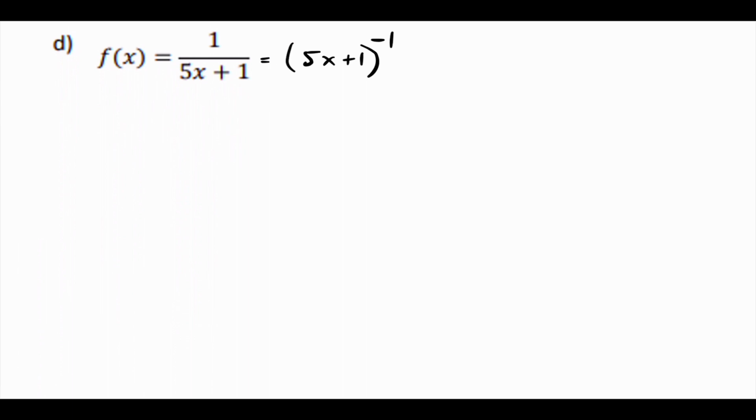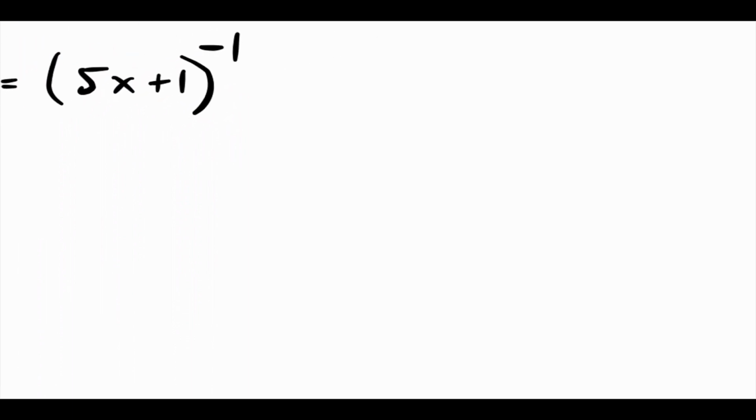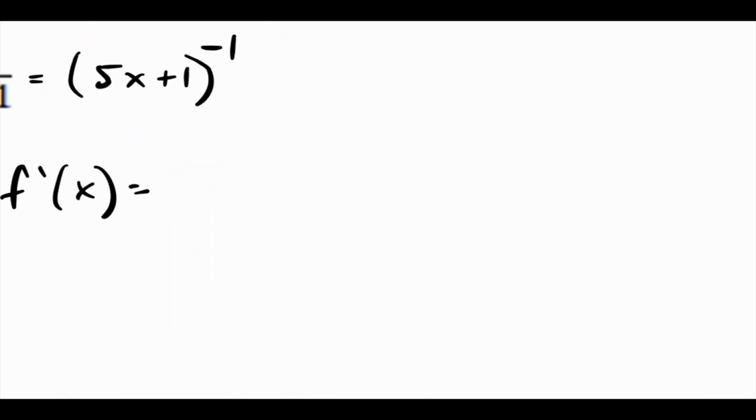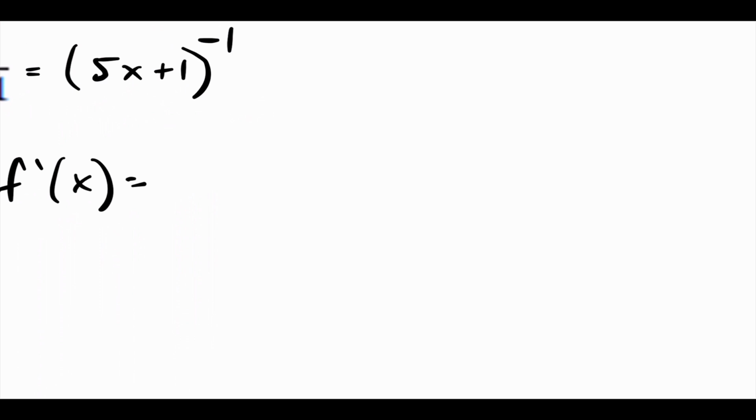All right. The outside is this stuff here: something to the -1 power. How would I find the derivative if I had something to the -1 power? I would move the power to the front, so -1 in the front, and then subtract a power, so I get -2, right? Rewrite the something.